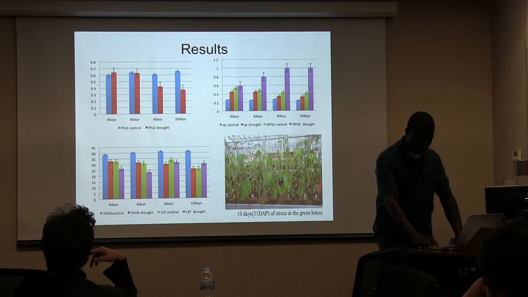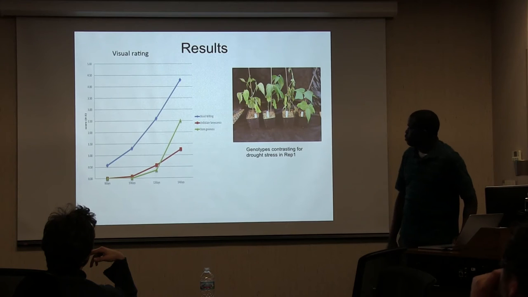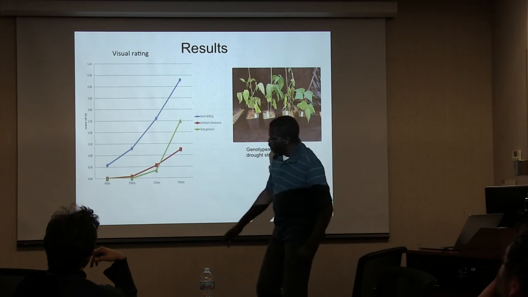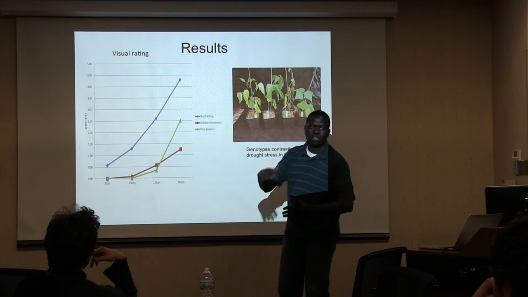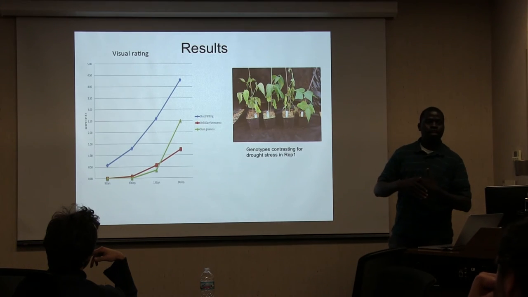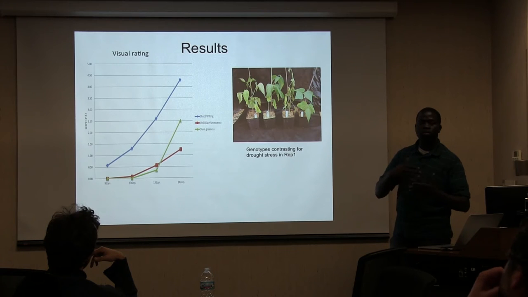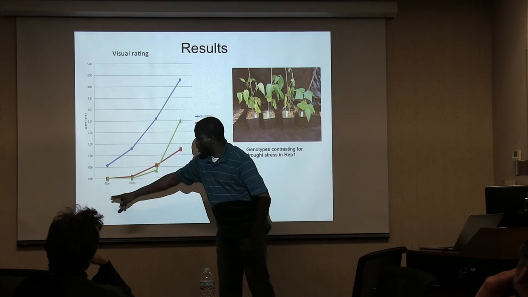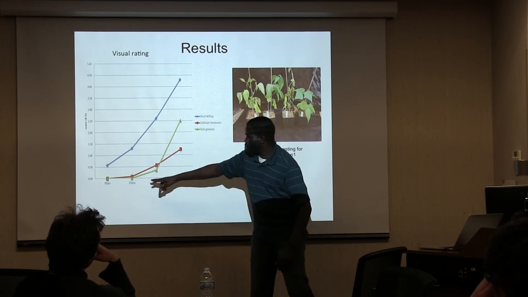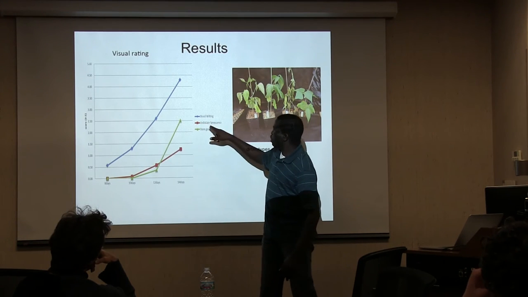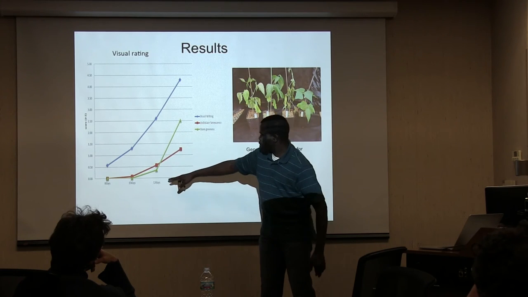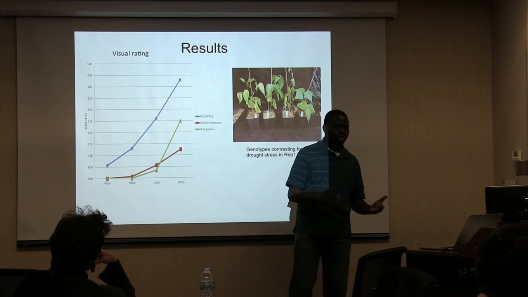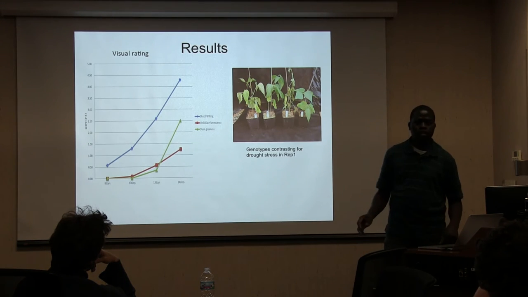And then when I compare this with the visual ratings, at 8 days here, when I began seeing fluctuation in the overall performance, there is still no difference in the visual rating. But now when it comes to 10 days, some of the plants begin to wilt. But when it reaches 12 days, very high. On 14 days, some of the plants have completely died.